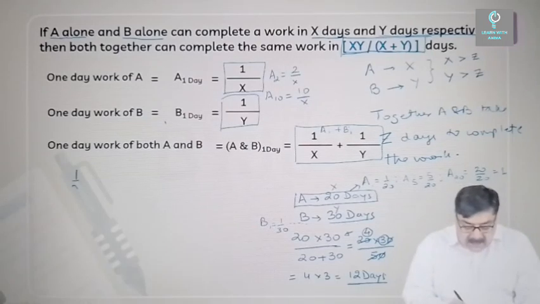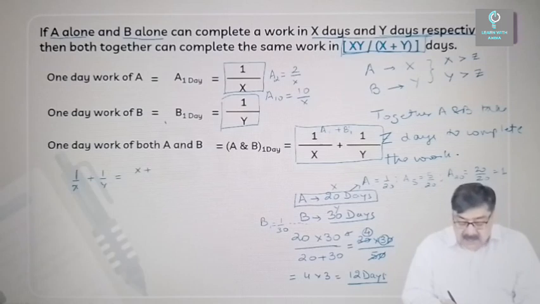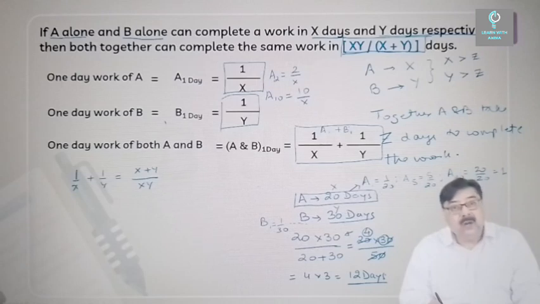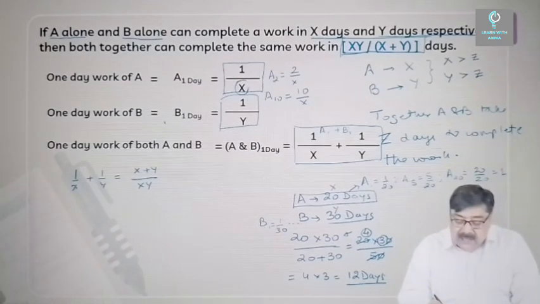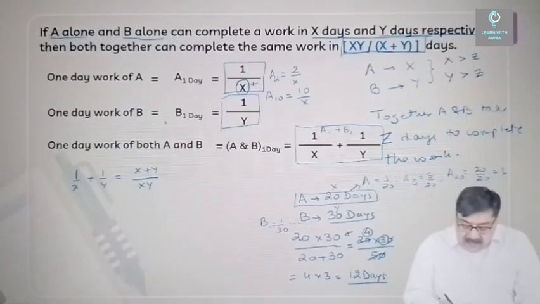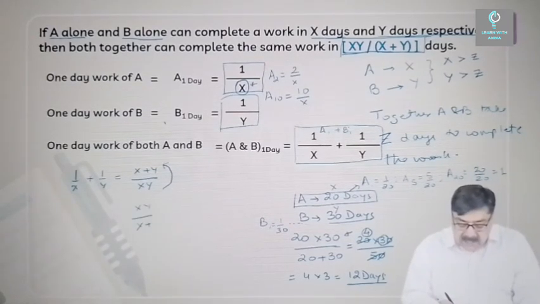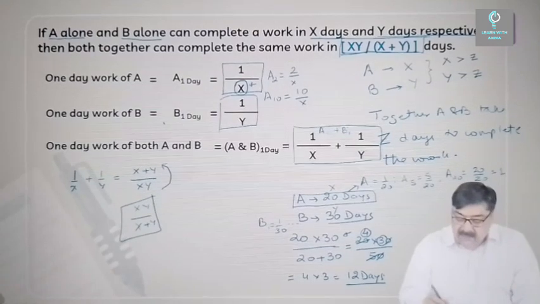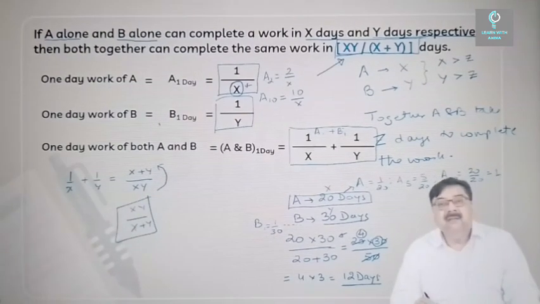Now 1 by x plus 1 by y is, as you know, x plus y by xy. Now this is 1 day work of A and B. Now, as you see, the total number of days in which an individual can complete the work working alone, in this expression 1 by x, it is x, the denominator. So hence, if you take the reciprocal of this, it works out to be xy by x plus y, the very expression that we are looking at right now.